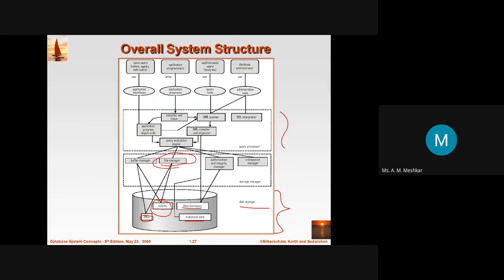This is the physical, this is the logical one, and this one is the real level. The various users use the database at different times and interact with it in different ways. So that's why it is a view level.